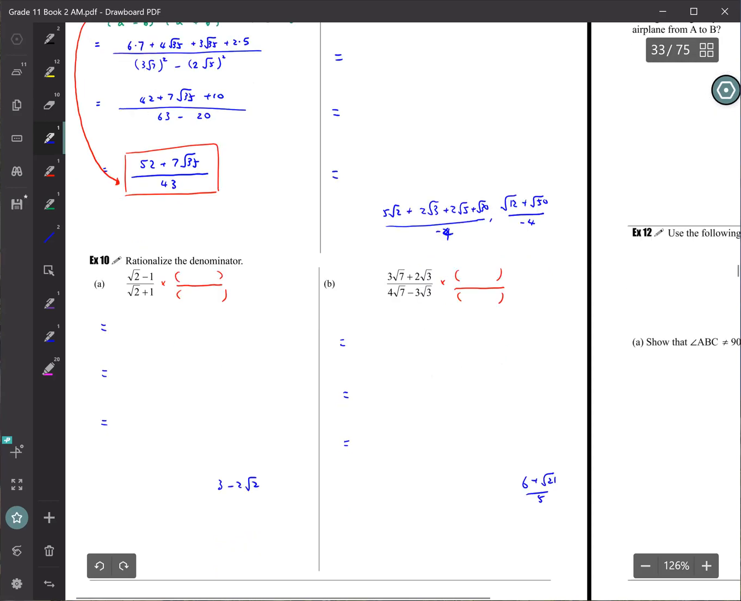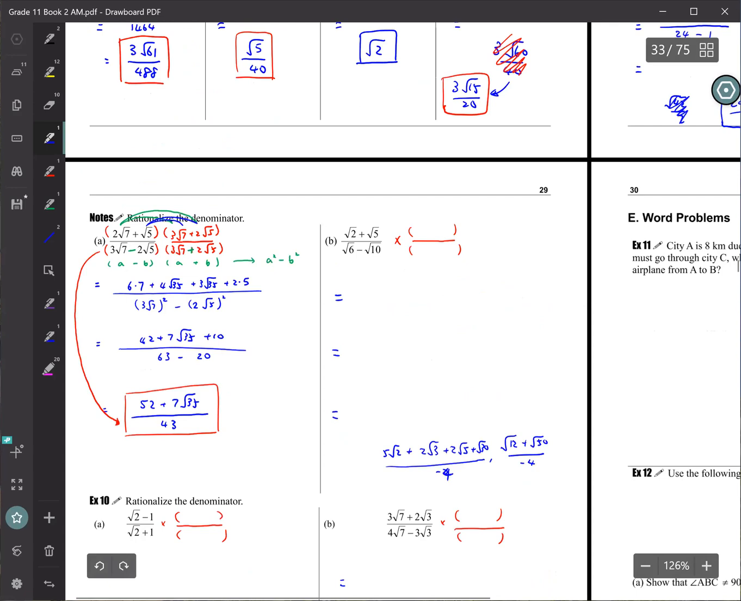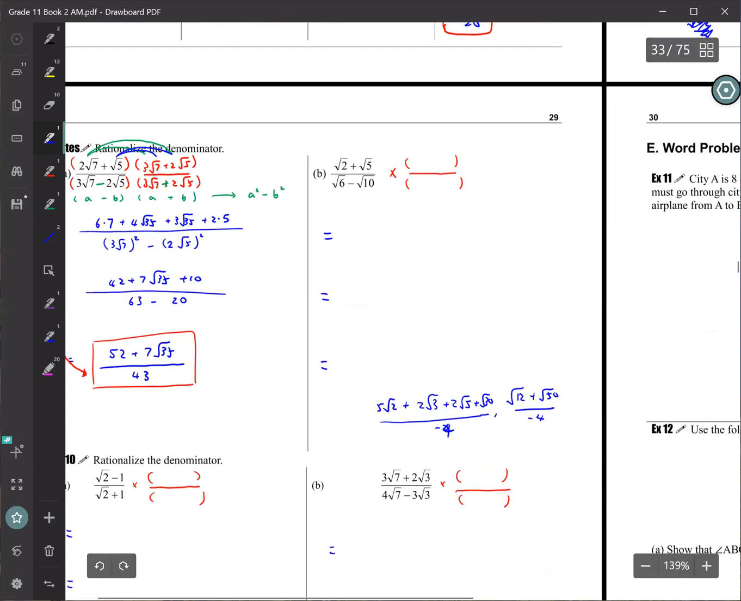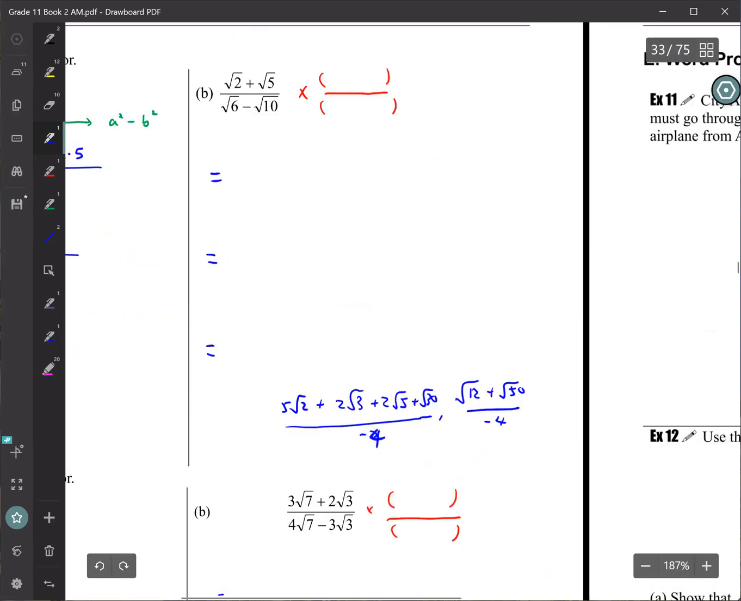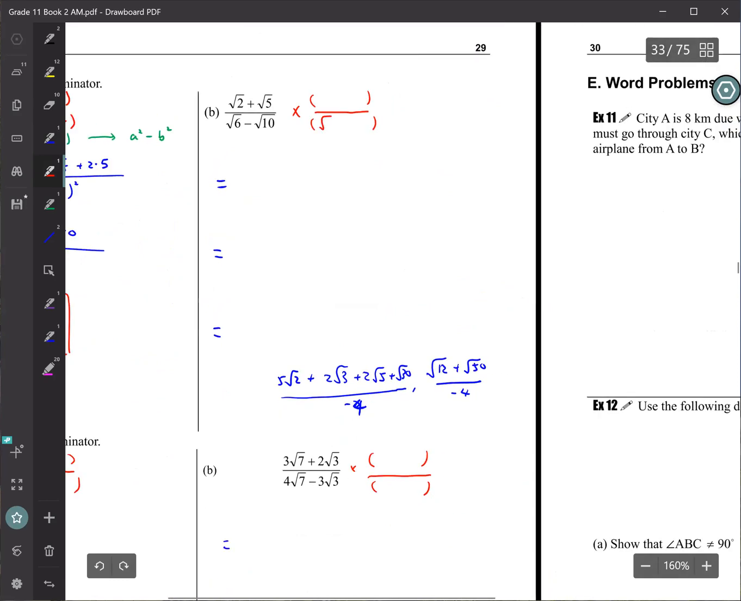Anything else that's different? Okay, so looks like B is the only one, right? Okay, so we'll quickly go over that one. So for B, the conjugate is the opposite, right? So root 6 plus root 10, root 6 plus root 10. And I think I forgot about the multiplication rule for the top part.